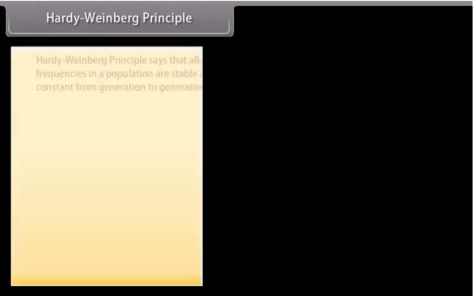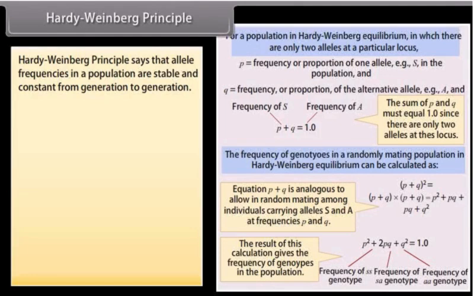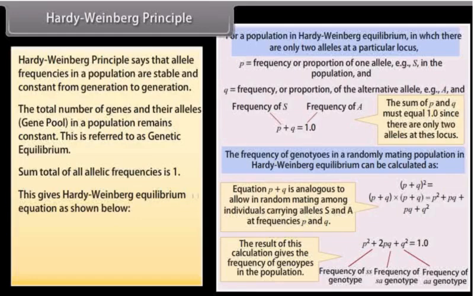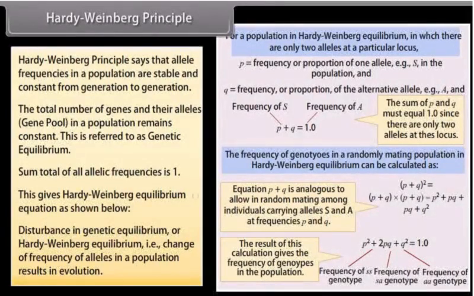Hardy-Weinberg principle. Hardy-Weinberg principle says that the allele frequencies in a population are stable and constant from generation to generation. The total number of genes and their alleles, that is, gene pool, in a population remains constant. This is referred to as genetic equilibrium. The sum total of all allelic frequencies is 1. This gives the Hardy-Weinberg equilibrium equation as shown below. Disturbance in genetic equilibrium or Hardy-Weinberg equilibrium, that is, change of frequency of alleles in a population, results in evolution.